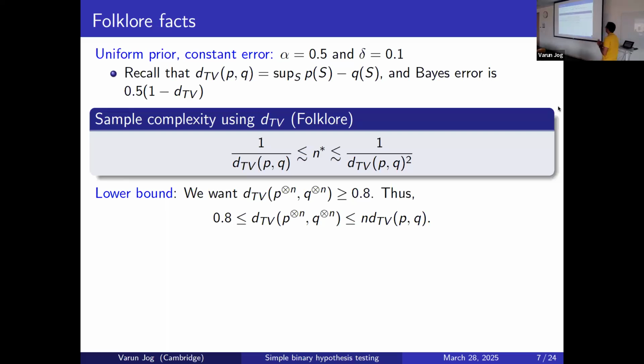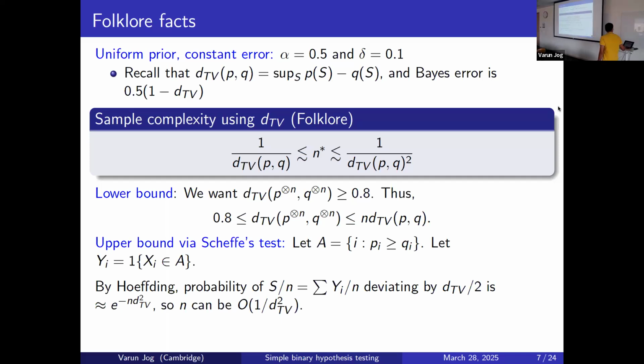0.8 over dTV is like 1 over dTV, so up to constants. For the upper bound, you use a fairly simple test called Scheffé's test. Here you identify the set A where P dominates Q. So A is the set of all i such that P_i is greater than Q_i, and you reduce the problem to a binary problem. You say Y_i is the indicator that X_i lies in A.